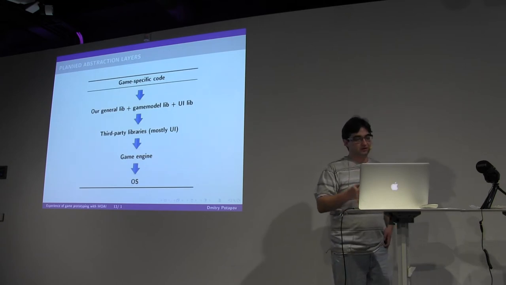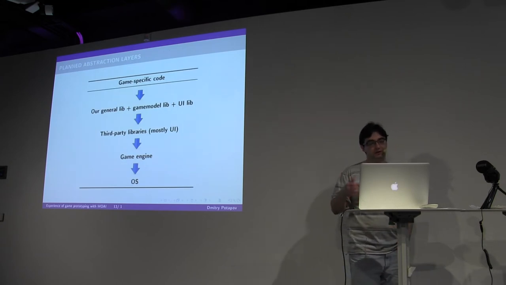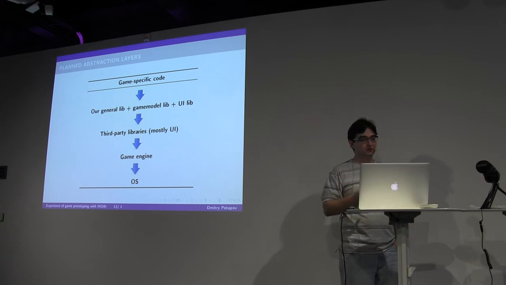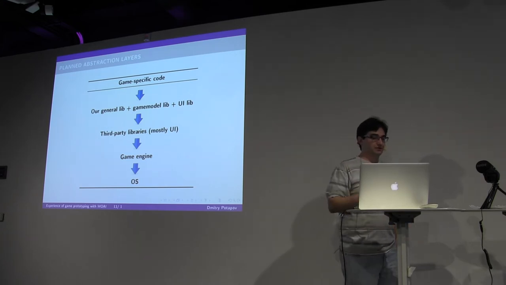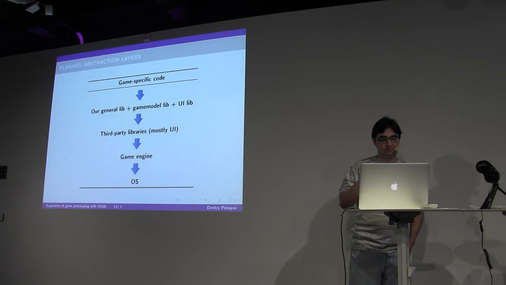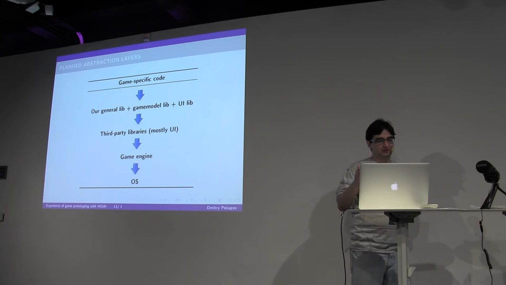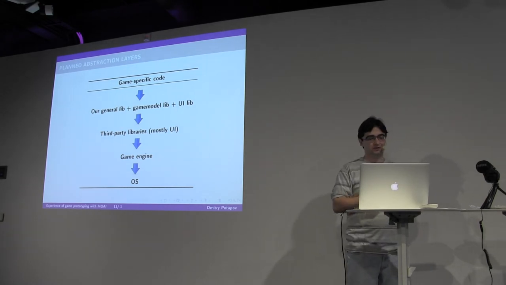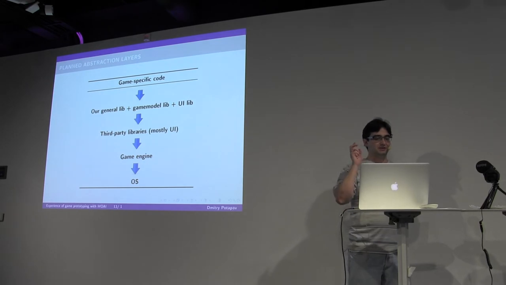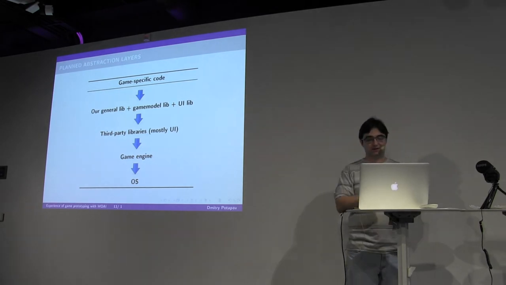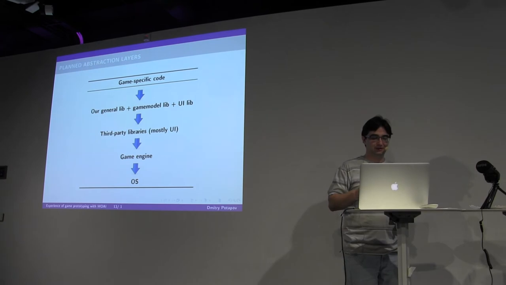And this is the whole abstraction layers I plan to do. You see game specific code, and below it you have a kind of general library, I mean a library for instantiation, logging, at least maybe even networking, some other libraries.